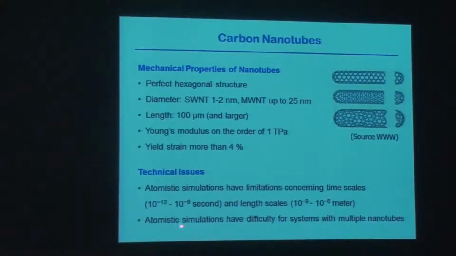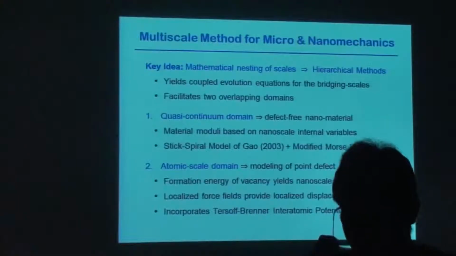And atomistic simulations, although as I said they provide very good information about all of these phenomena that are taking place, have difficulty going up to systems. For example, if you have multiple nanotubes, it'll be very hard to do it with atomistic calculations.